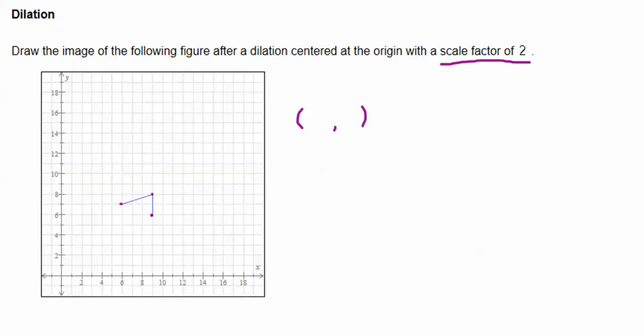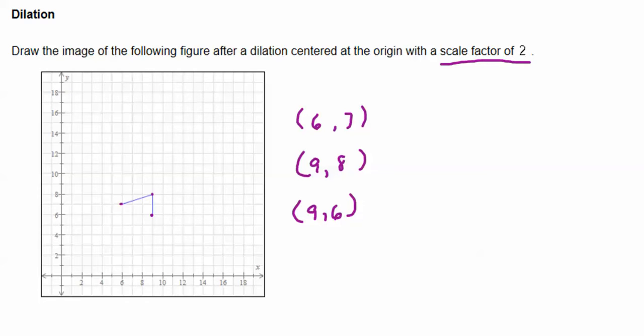Our first point here is at 6, 7. Another point at 9, 8. And a third point at 9, 6. Okay, and what we're going to do is take each of these values, our x values and our y values, and have them undergo a scale factor of 2.